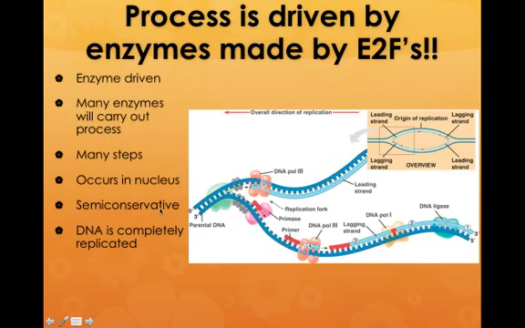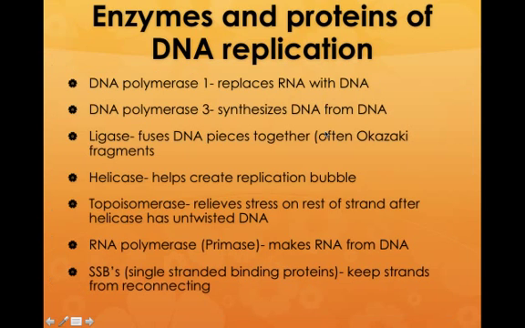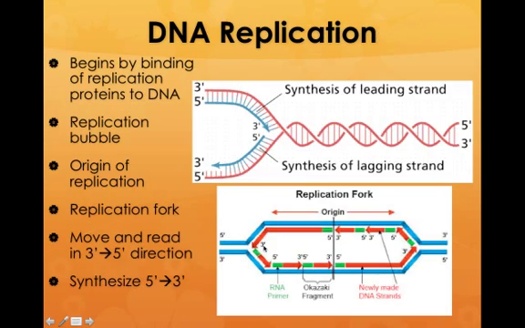If we have a replication bubble here, there's going to be more stress on these hydrogen bonds if we're ripping these apart. So topoisomerase will make sure that these strands don't come undone. RNA polymerase or primase is going to start replication. If we start here, this green piece is an RNA primer. The RNA primase is going to start from nothing.